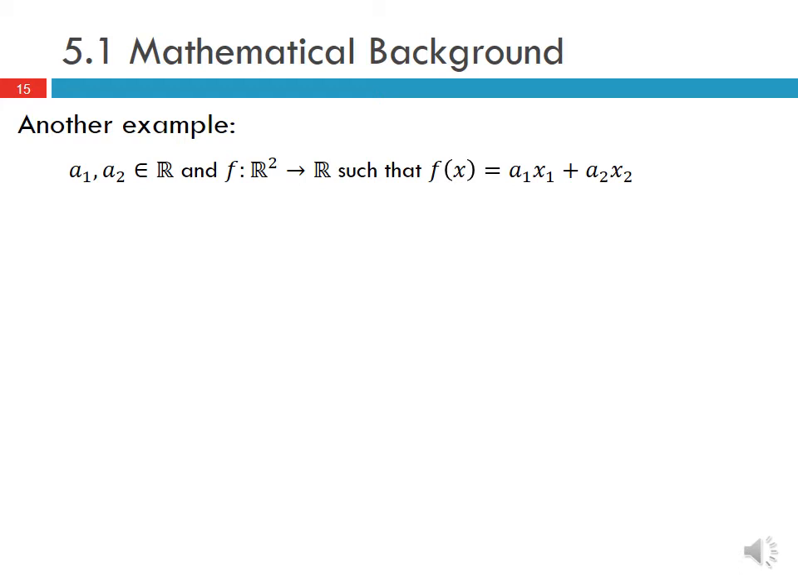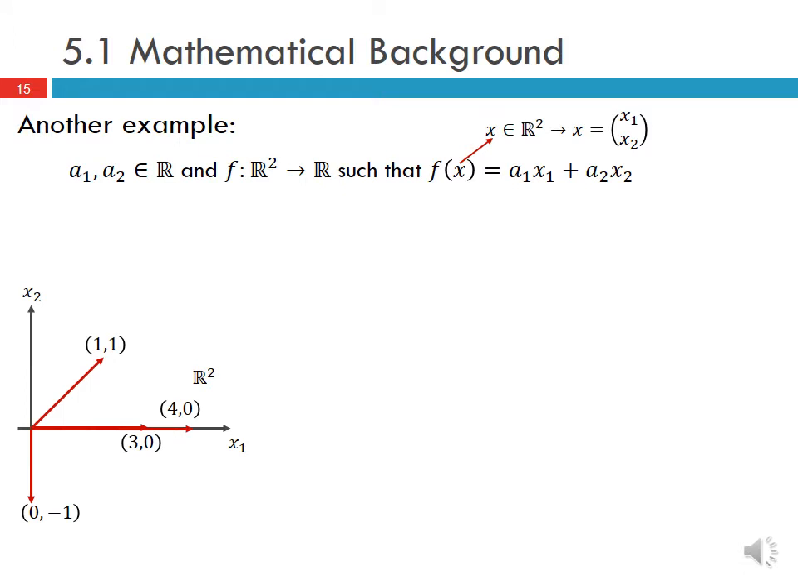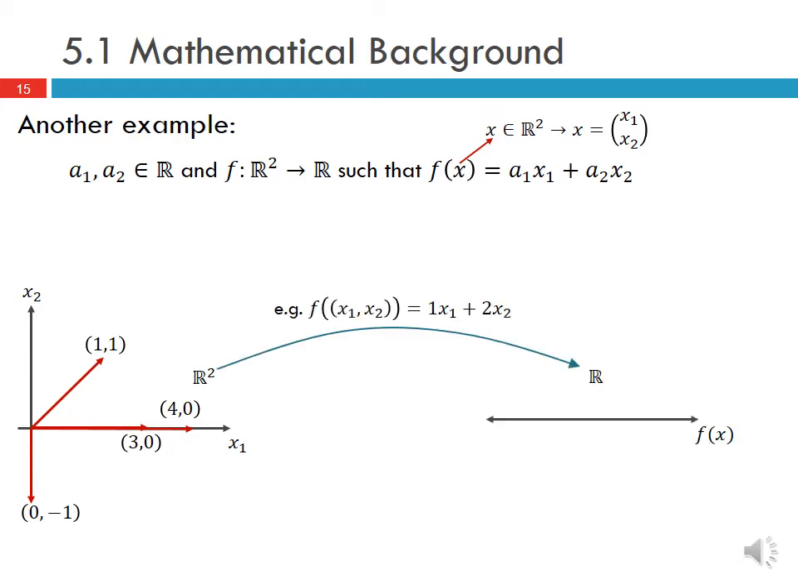If I've got a1 and a2 in the set R, and I have this function that goes from R2 to R such that f of x is equal to a1 x1 plus a2 x2. So here x is in R2, so x has two components, x1 and x2. What we've got here is my space R2, and I've got a bunch of vectors defined in it that have components x1 and x2. So for example, (0, -1), (1, 1), (3, 0), (4, 0). And then I can use this function to map these onto R.